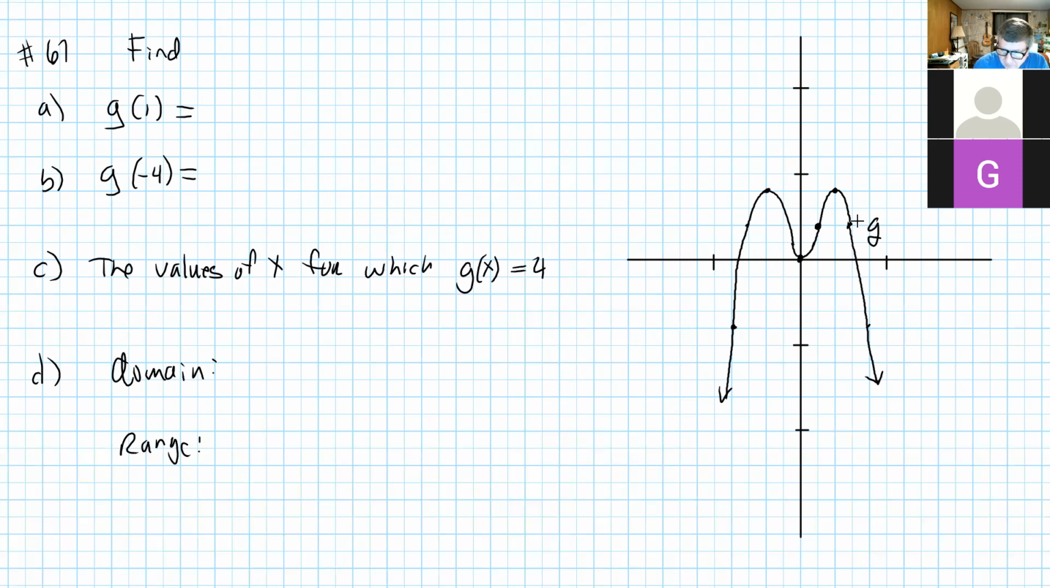Wouldn't it be 1? No. Complete this ordered pair. 1 comma what? When x is 1, what's y? 2. There you go. Okay. Complete this ordered pair. -4 comma what? -4. Yep. Because this right there is -4. So when the input's -4, the output is -4. Find the values of x for which g of x equals 4.